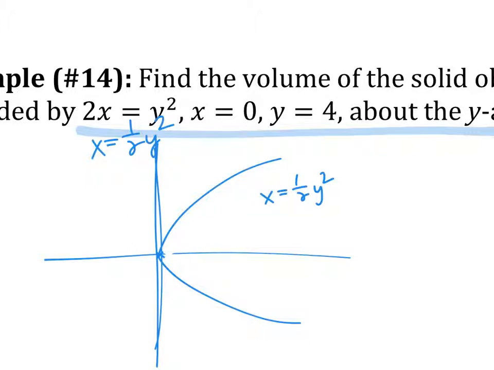X equals 0, y equals 4, around the y-axis. Shade what you think we should integrate. Shade the surface area. This is y equals 4. Shade the surface area that we are going to rotate around the y-axis.